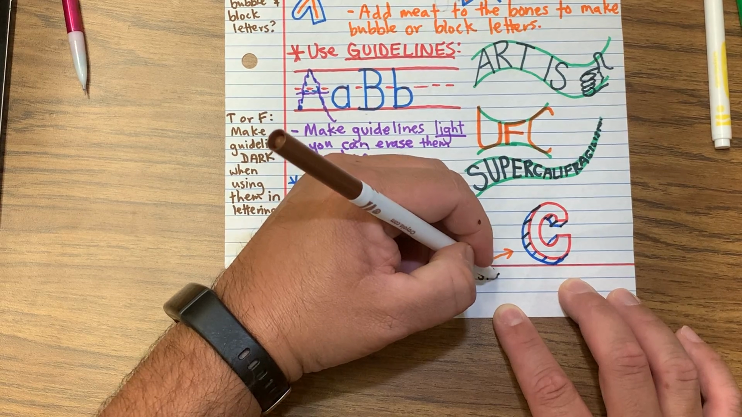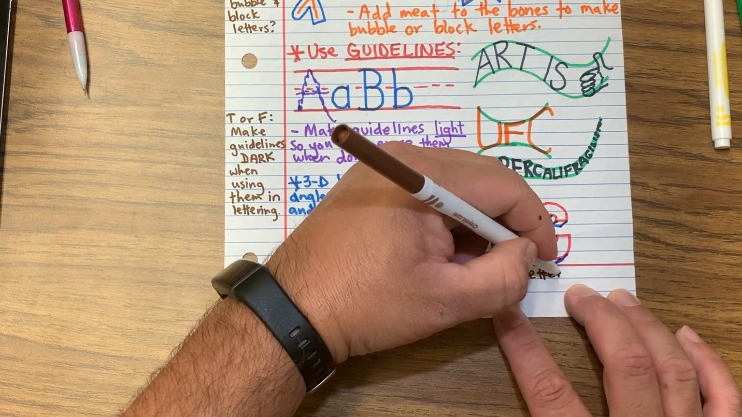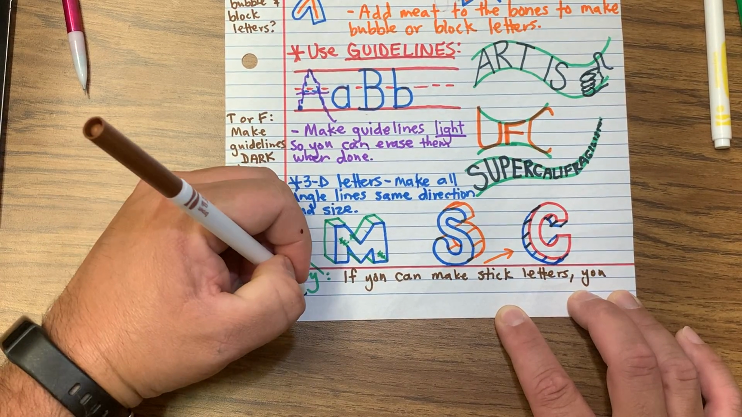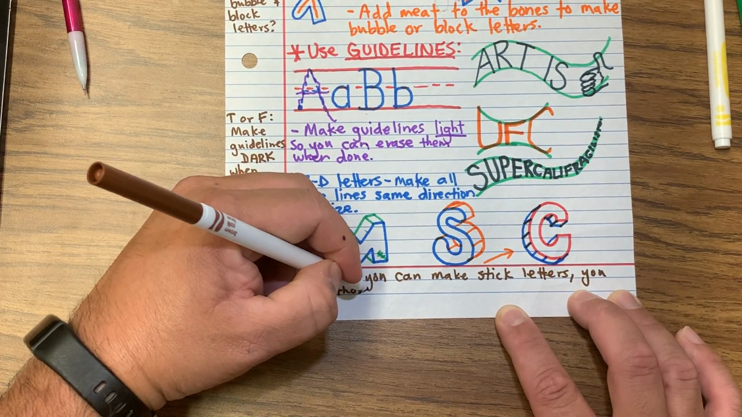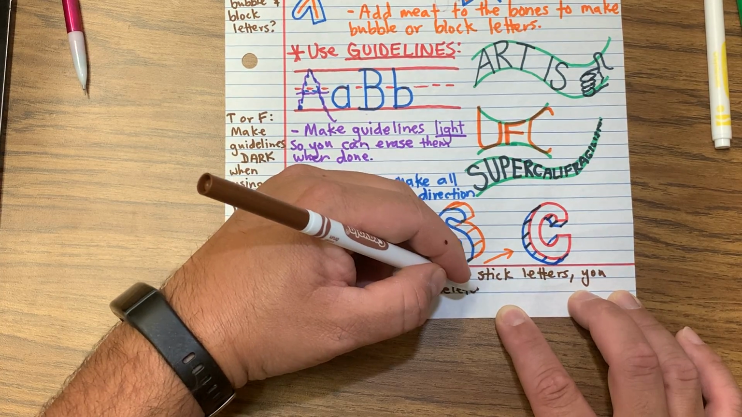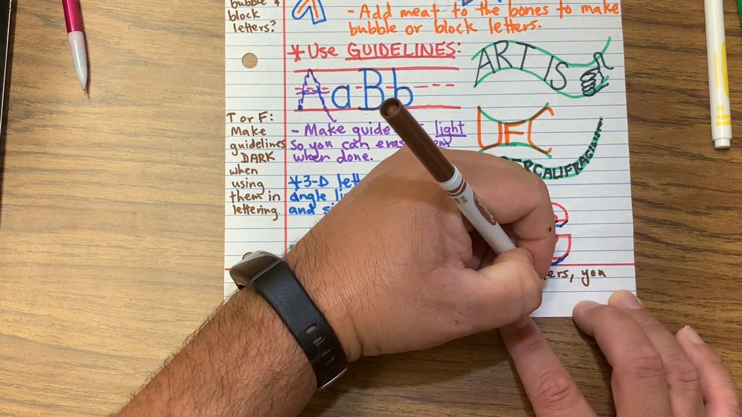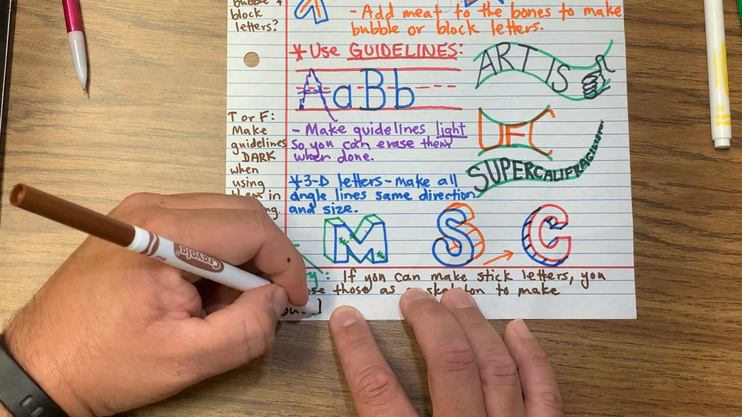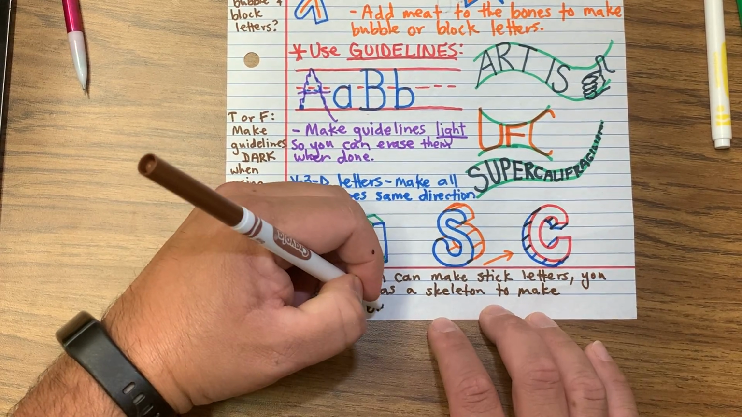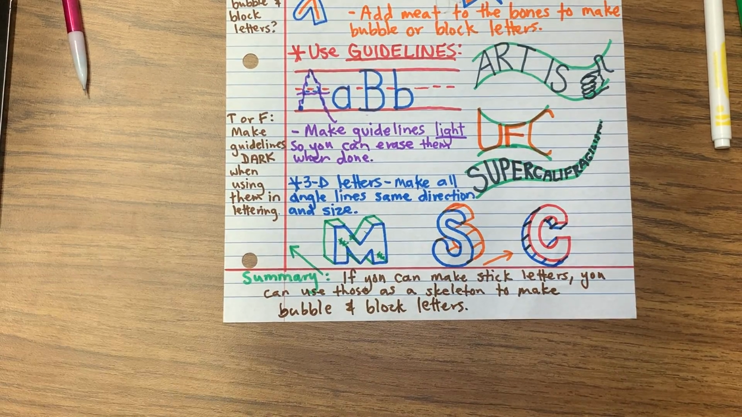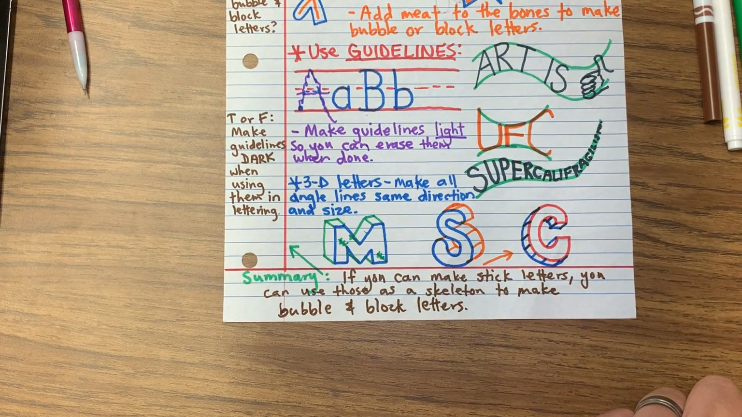if you can make stick letters, you can use those as a skeleton to make bubble and block letters. Boom. That would be my summary. And that is that set of notes completed.